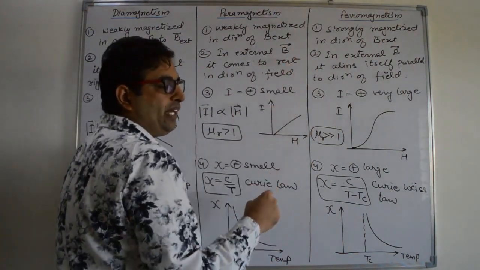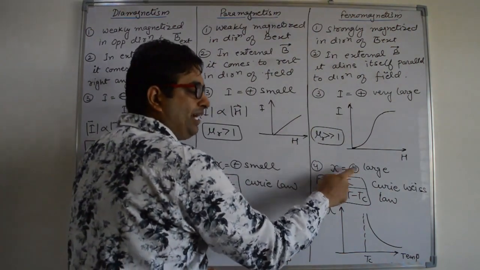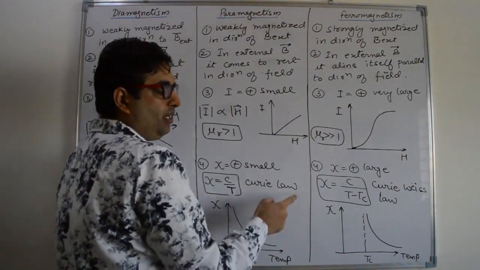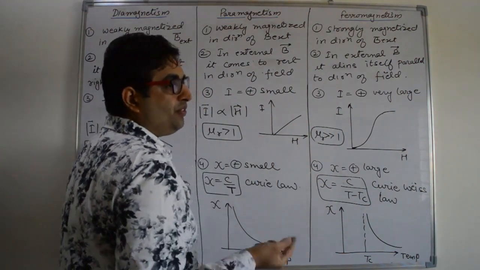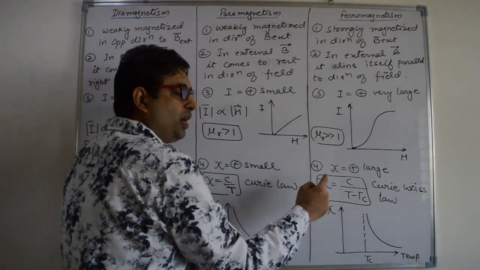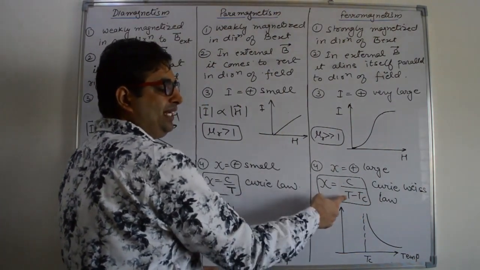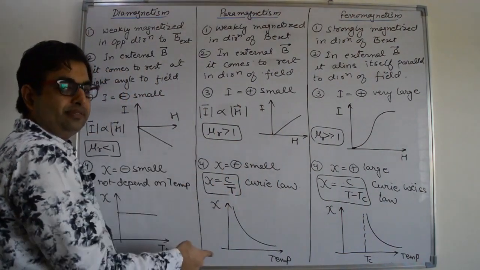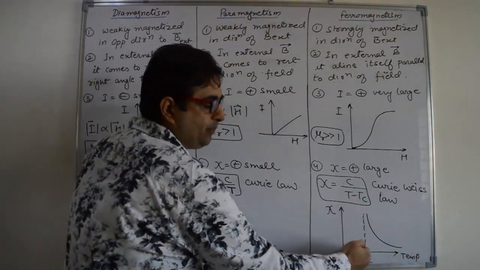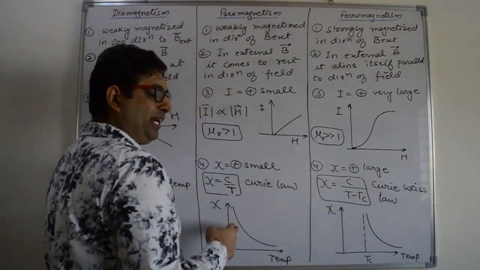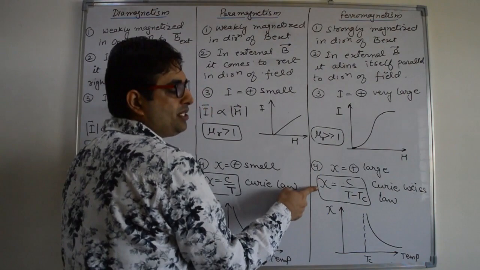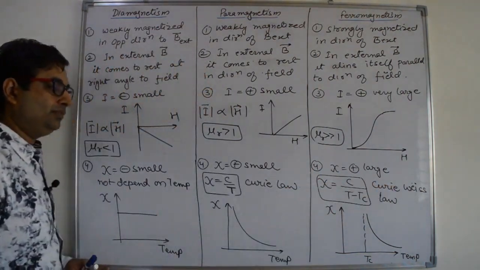Fourth point for ferromagnetic material. Susceptibility is positive and large because of the large value of I. Susceptibility is I by H. Susceptibility decreases with temperature after a certain temperature known as Curie temperature. So after Curie temperature, this material will show paramagnetic nature, right? And this law is known as Curie-Weiss law. After a particular temperature, it behaves as a paramagnetic, right? So that is Curie temperature, right? And this law is known as Curie-Weiss law, right?